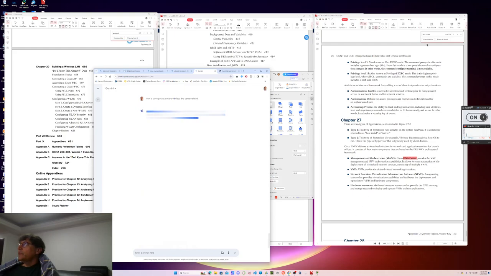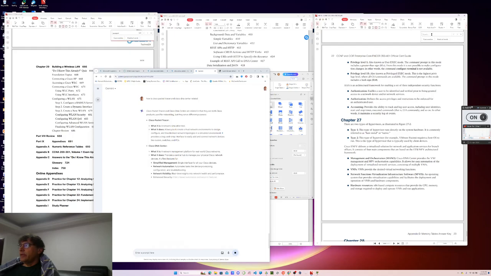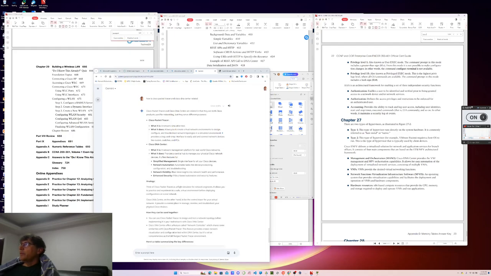And then look for where Cisco Packet Tracer is. Well, I know it'll be tested on the DNA Center. We already have that right there. This is Cisco-specific technology for the Cisco certificate. So, Cisco Packet Tracer.